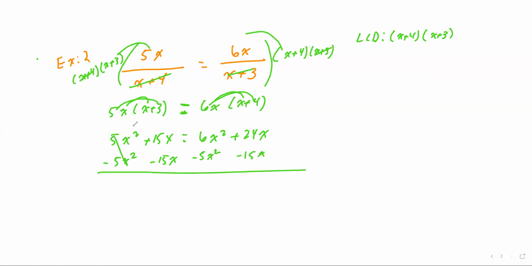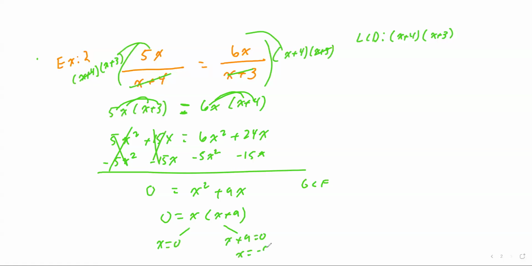Again, I do know it's a quadratic and it needs to be set equal to 0. And again, at the same time, I don't want my leading term to have a negative. Doesn't matter if it does, but it just makes life easier if it doesn't. And then 24 minus 15, that would give me positive 9x. Again, I see that there is a greatest common factor here. So I have x and then x plus 9. So I'll set my two factors equal to 0. Therefore, this one's x equals negative 9.